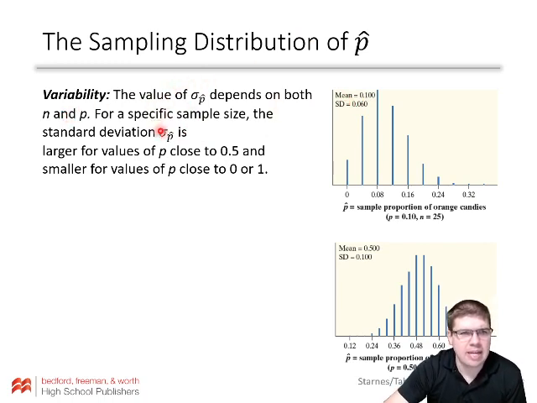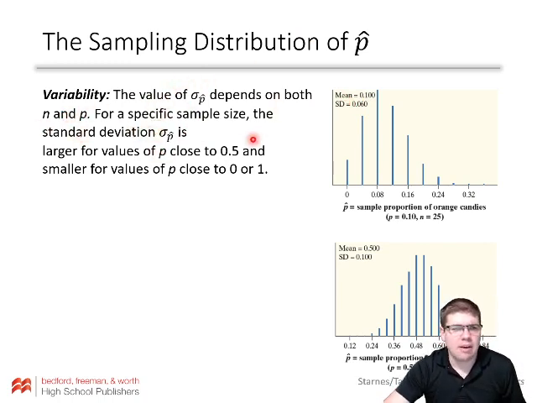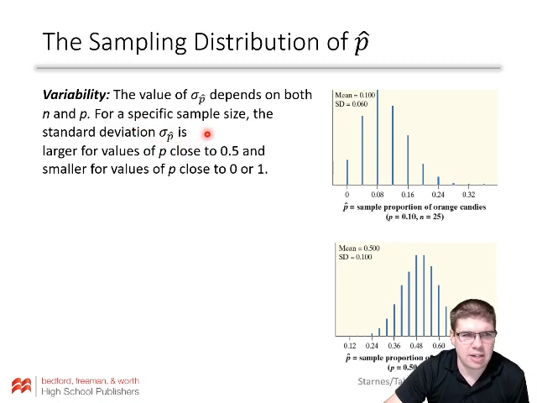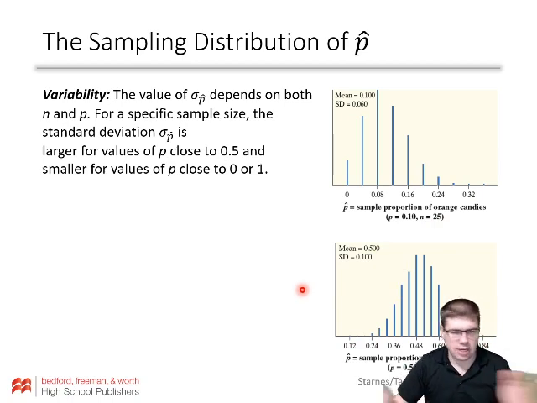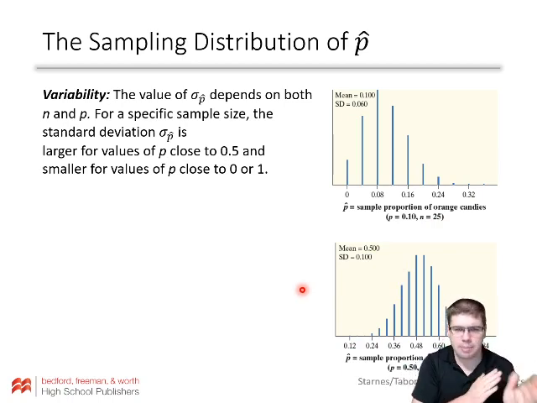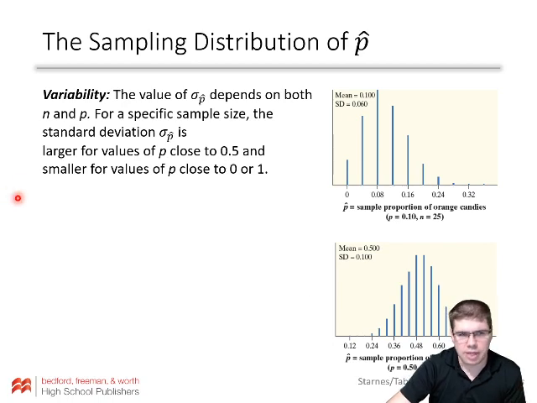Sigma sub p hat depends on both n and p. For a specific sample size, the standard deviation of p hat is larger for values of p close to 0.5. So when p was 0.1, that standard deviation is a little smaller, and it gets a little bigger. We have a little more variability with a 50% chance than with only a 10% chance of success. The closer we are to 0.5, the greater the variability is.